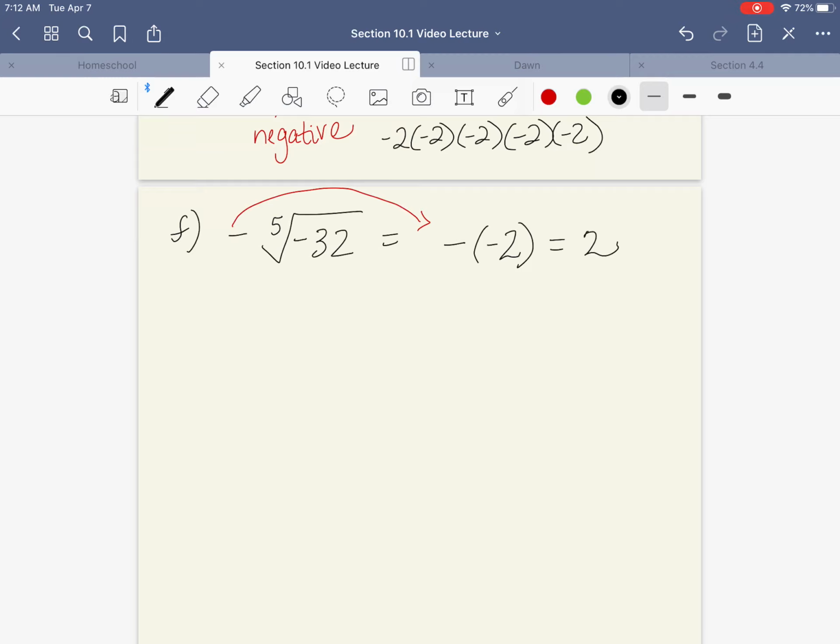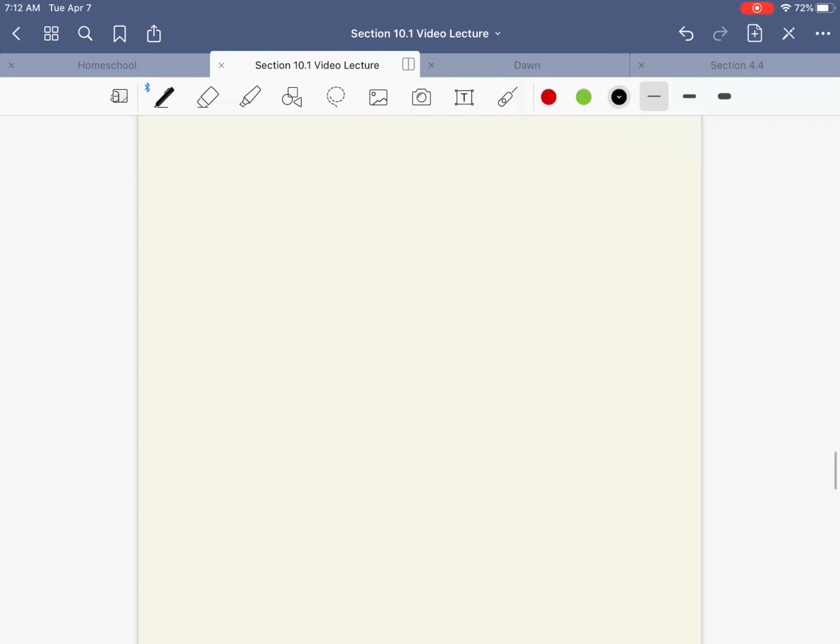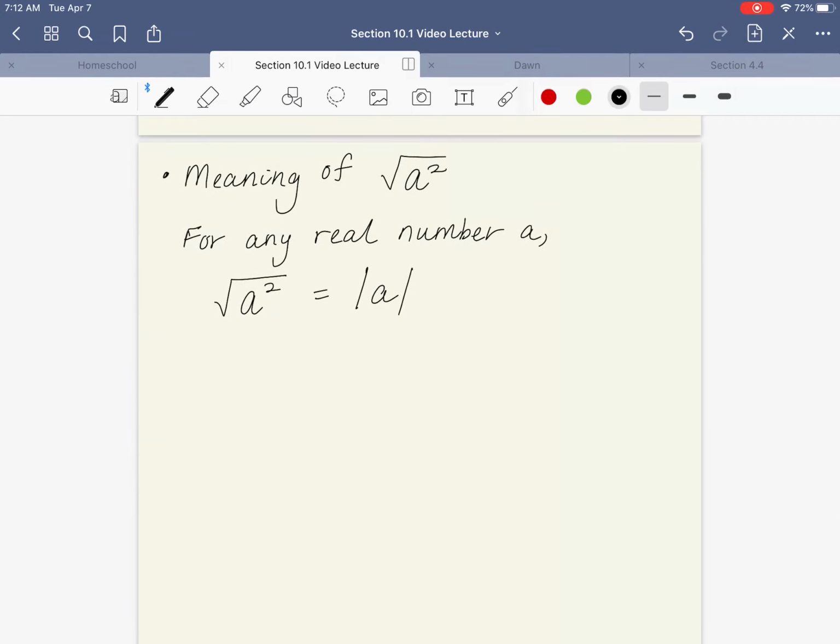All right, we're going to omit the graph, so I will skip example 7. All right, the meaning of the square root of a squared says for any real number a, the square root of a squared is equal to the absolute value of a. In other words, the principal square root of a squared is the absolute value of a.